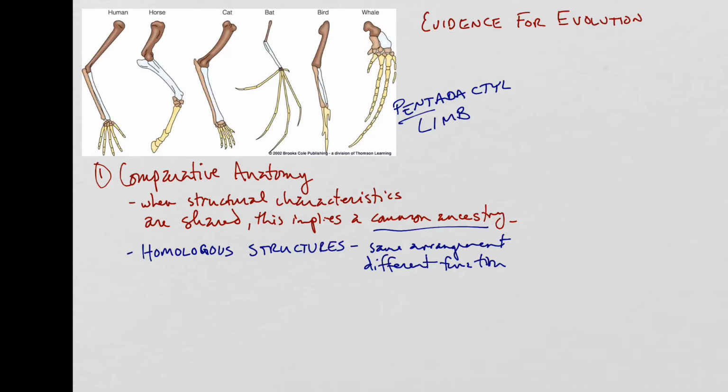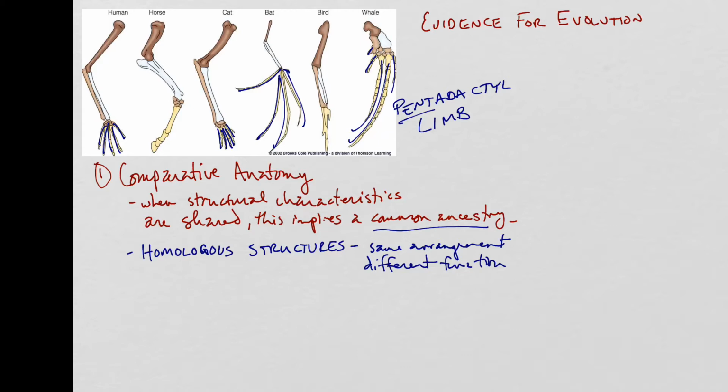And so when you take a look at almost all of these things here, let's start with the human. We have 1, 2, 3, 4, 5 digits. We have a cat, 1, 2, 3, 4, 5 digits. We have a bat, 1, 2, 3, 4, 5 digits. And we have a whale, 1, 2, 3, 4, 5 digits. Now, all of these structures are pretty similar. I left off the horse and bird for a reason.